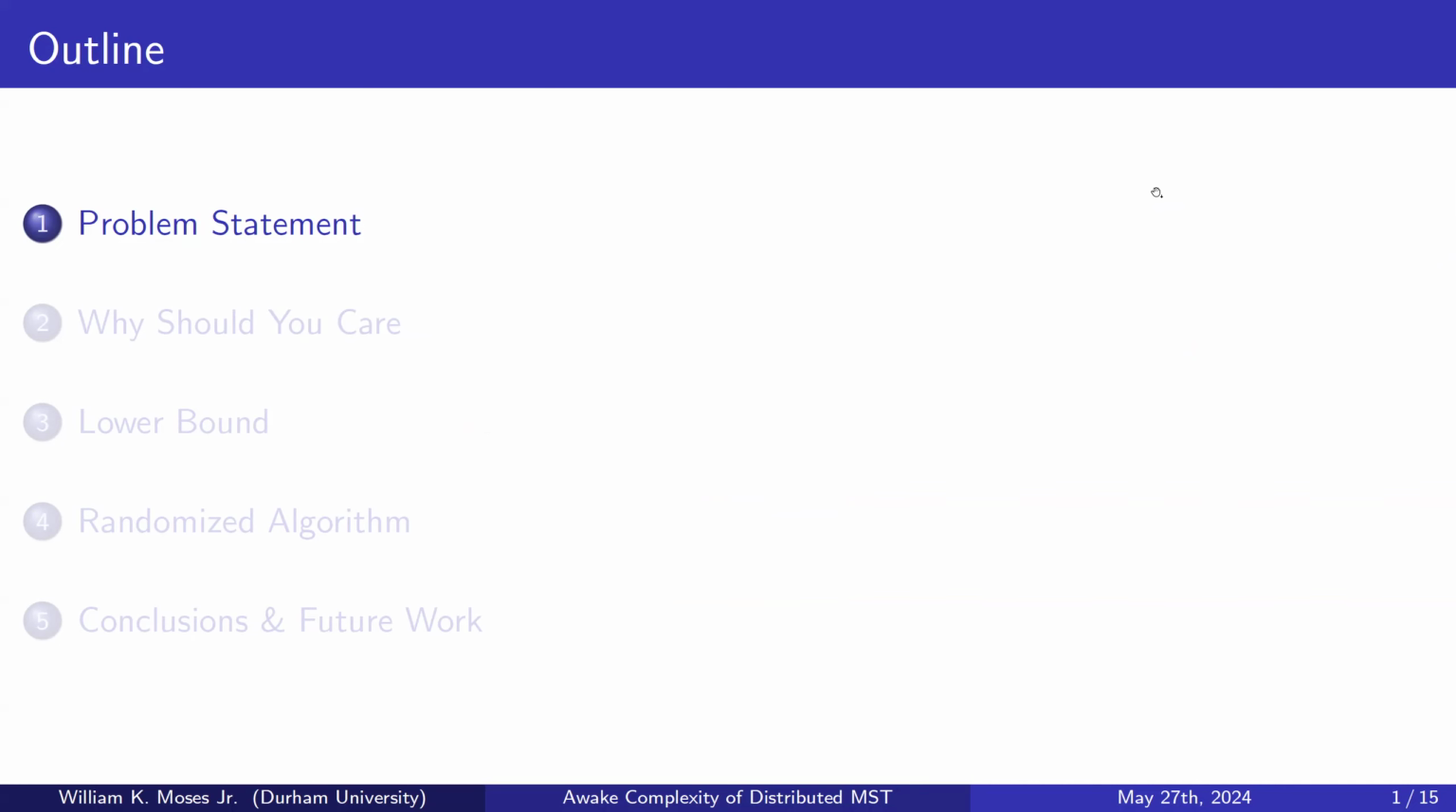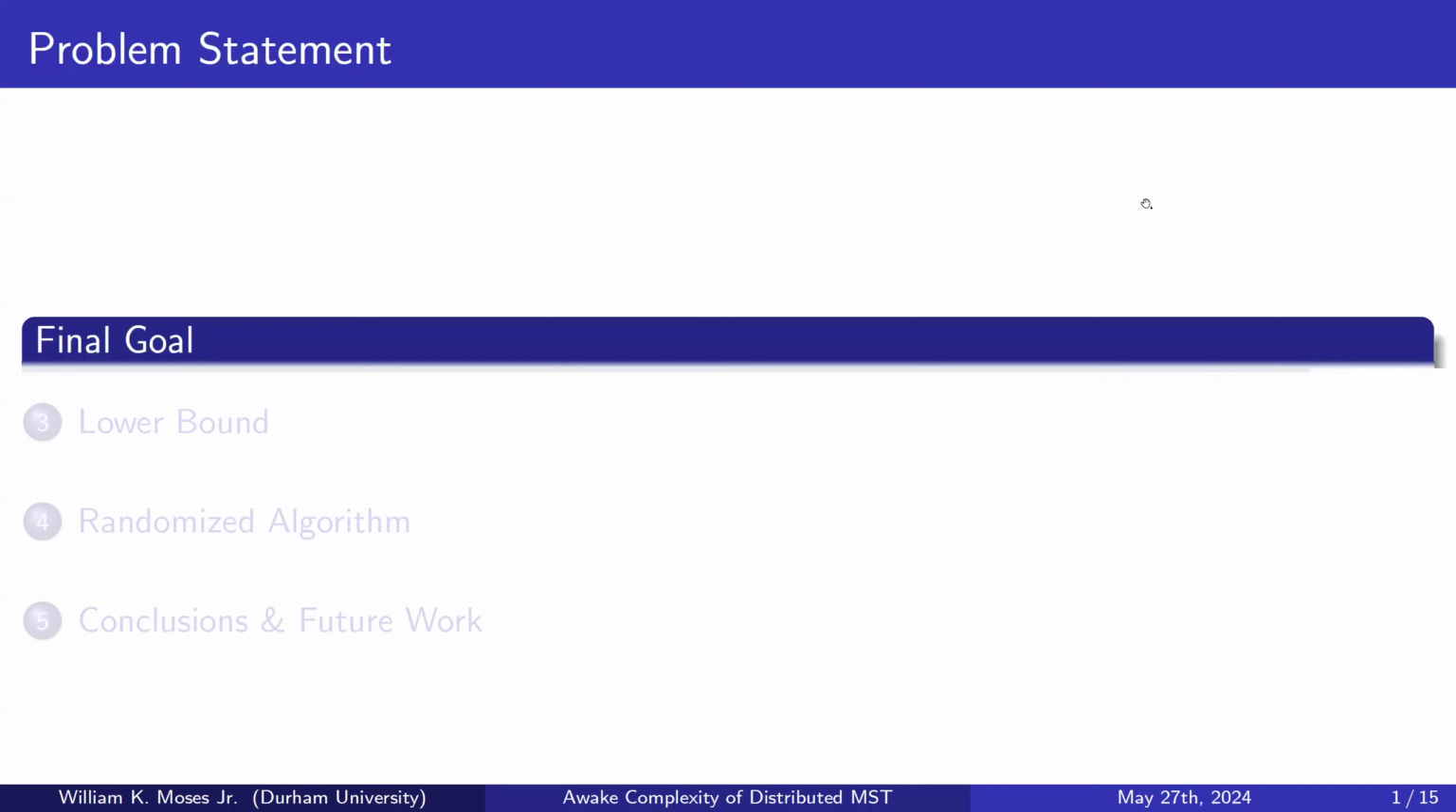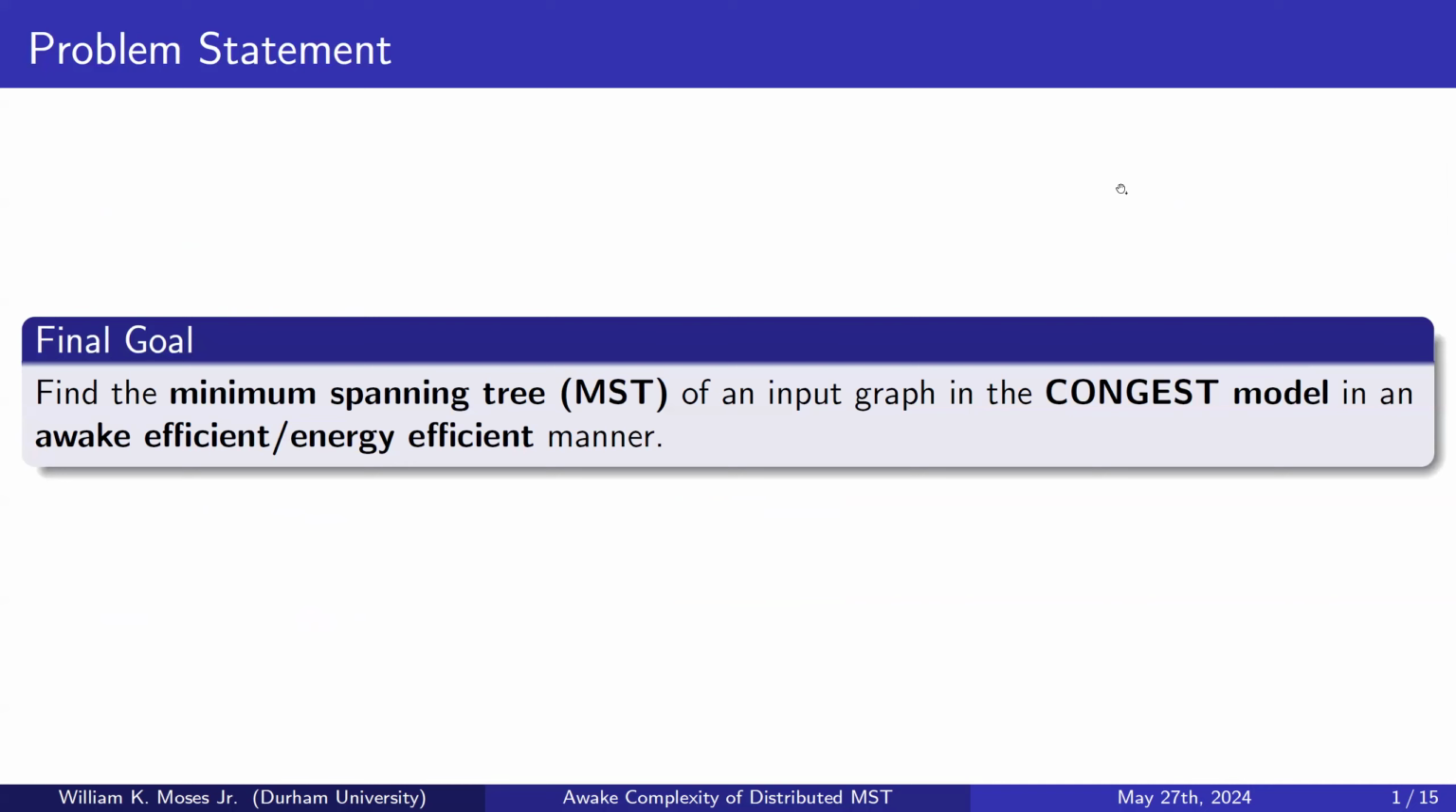So, without further ado, let's look at the problem. What are we trying to do in this paper? Well, in this paper, we're trying to construct a minimum spanning tree, an MST, of some input graph. And the model we consider is the congest model. And finally, what are we trying to optimize when we find solutions? We're trying to optimize something called awake efficiency, or sometimes also called energy complexity. Now, let's look at each of these terms in turn.